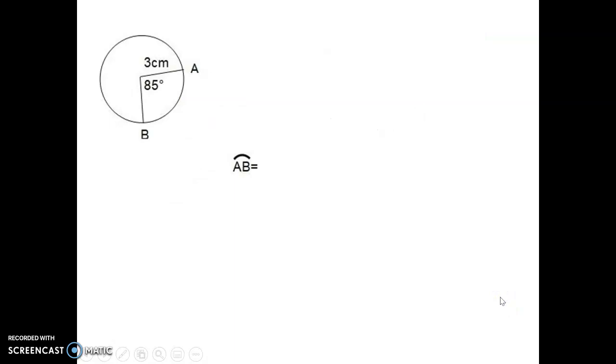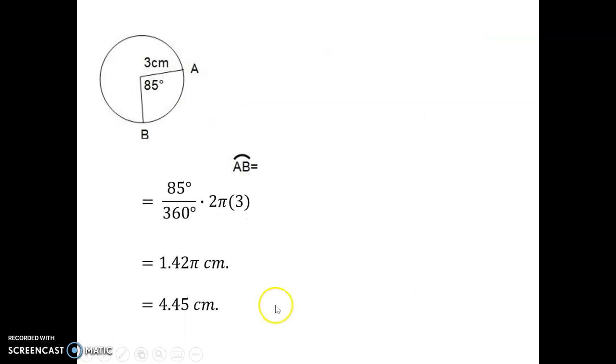Okay, let's try this one. What's the length of arc AB in this circle? In this case, we have 85 degrees out of 360, so that is the portion of the circle we're talking about here. Multiply that by the circumference, 2 pi times 3, since the radius is 3, and we get 4.45. Let's try a couple more.